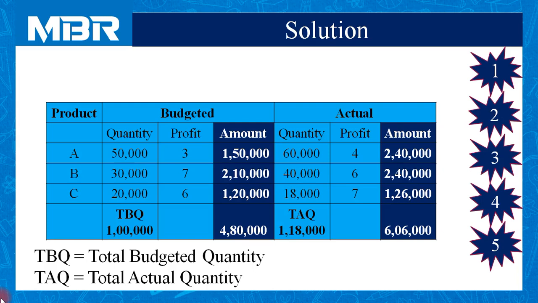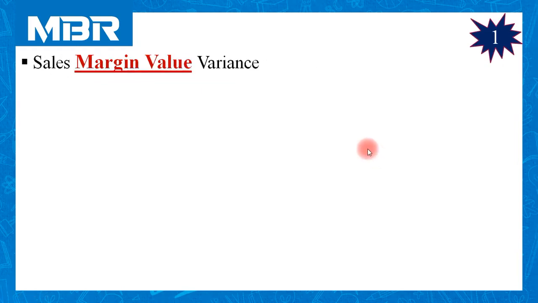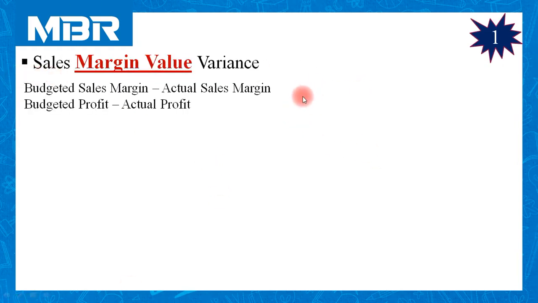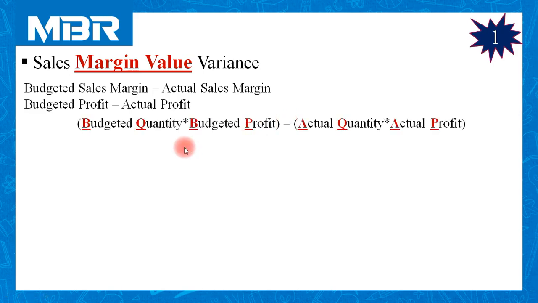Now, this table is most important for you to calculate all variances related to sales margin or profit as required by the examiner. First, the formula is budgeted sales margin minus actual sales margin. Sometimes it is also written as budgeted profit minus actual profit. It is one and the same. So need not worry about terminologies that we are using for our solution. Budgeted quantity multiplied by budgeted profit minus actual quantity multiplied by actual profit.